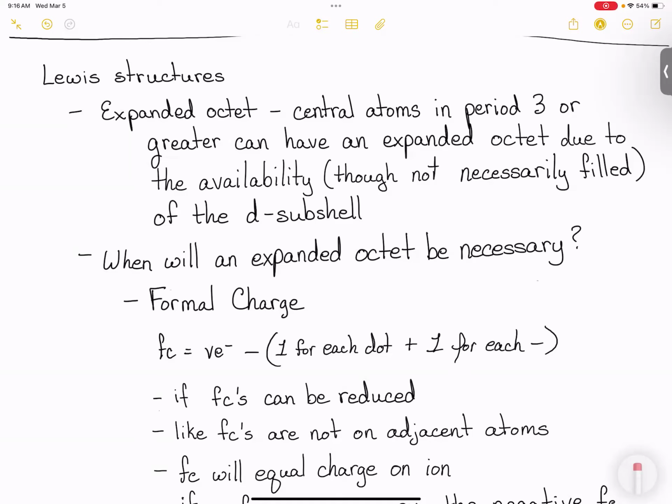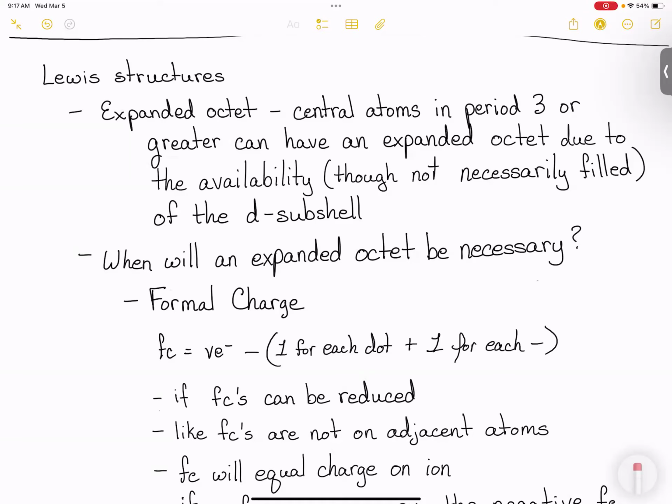Now, today, what we're going to do is continue this process, but we need to bring in a couple more definitions. We need to talk about an expanded octet, which is going to require us to discuss formal charge. We also need to discuss Lewis structures when there is more than one central atom. So let us begin with the Lewis structures of an expanded octet.